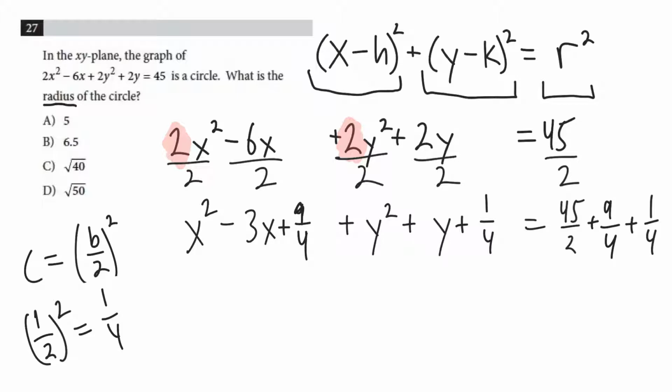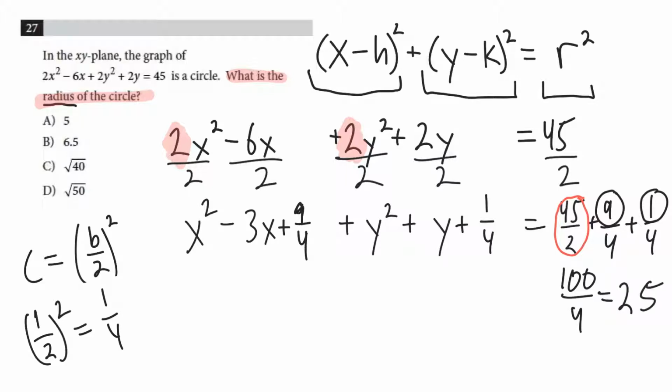Now I could factor the left, but really all it's asking about is what is the radius, and the radius is on the right side. So I'm just going to add terms on the right side. I know that 45 halves is 90/4, and 90/4 plus 9/4 plus 1/4, that's going to be 100/4. Well, that equals 25. Okay, so 25 is the radius squared, therefore the radius of the circle is 5.